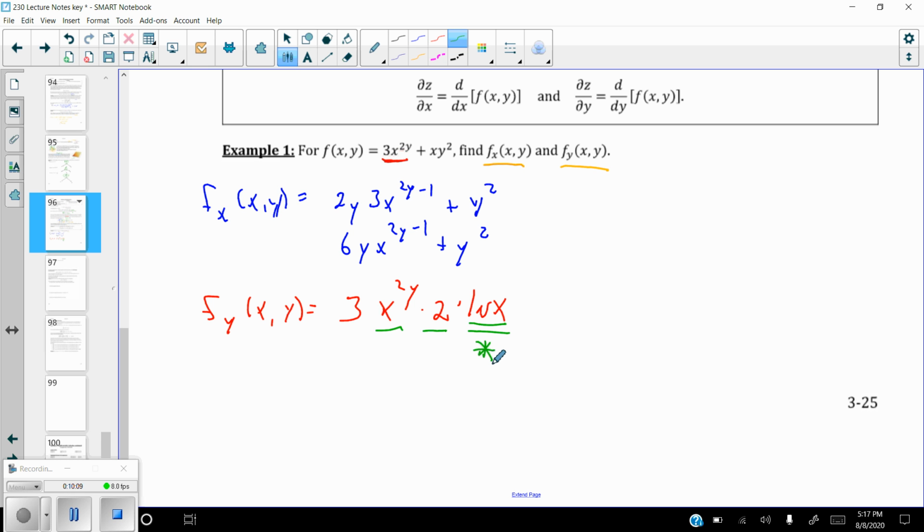The second term is much, much easier to do because you're just taking the derivative of xy squared. So just take the derivative of the y part. So that's 2y, but we'll write it as 2xy because we keep the x as a constant. And that's it. That is the partial derivatives of x and y of that function.